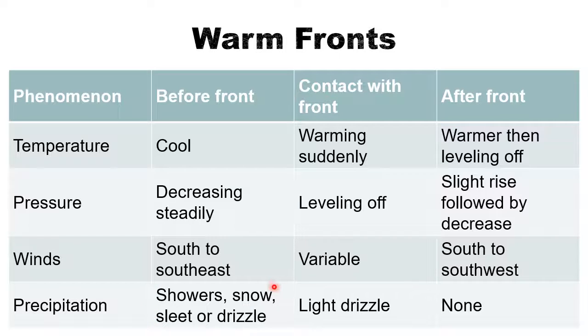Precipitation, before the front, we have either shower, snow, sleet, or drizzle. Right at the contact with the front, we have light drizzle, and afterwards, none, usually clear skies.